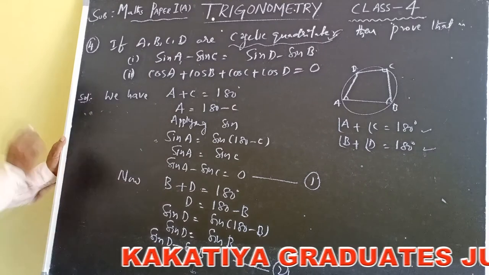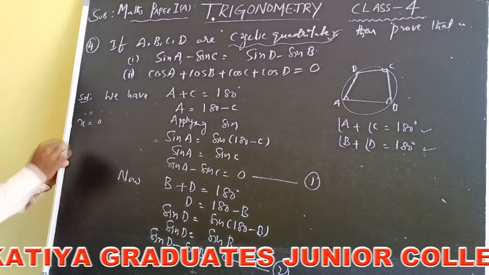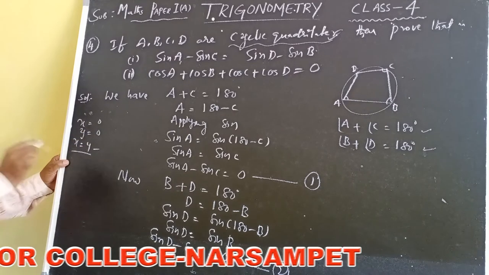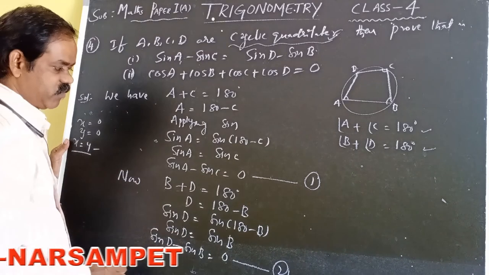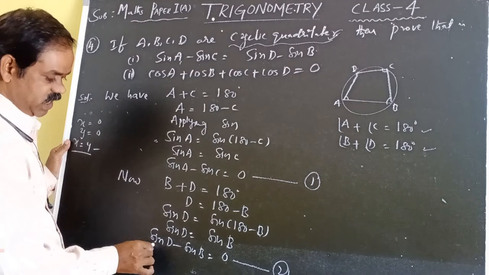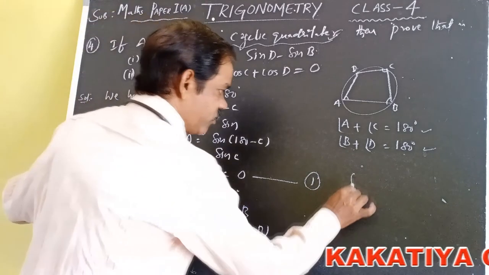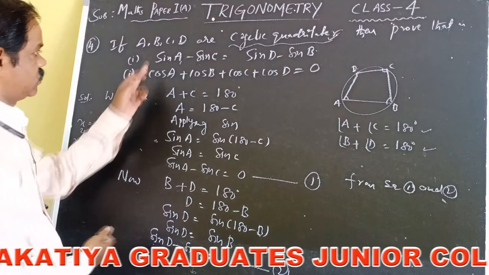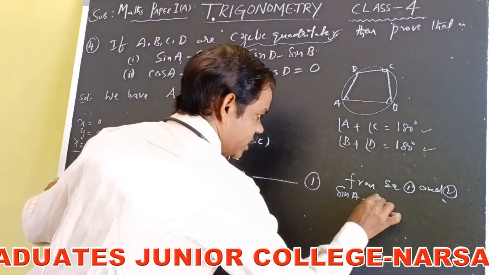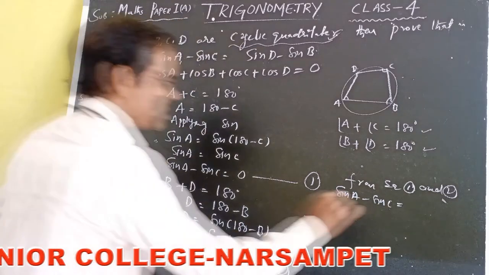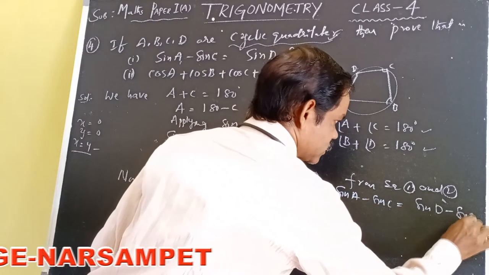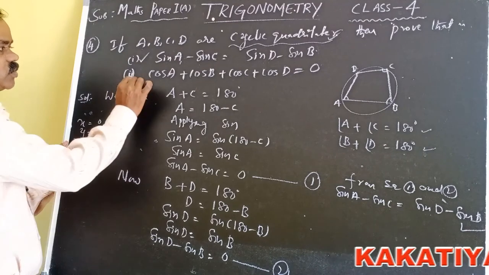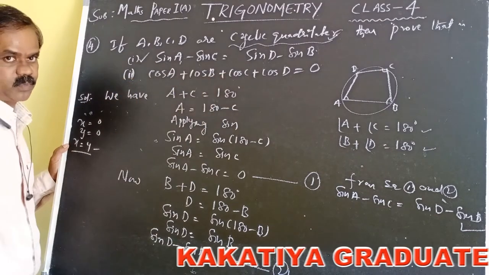See students, for example, if I take the x value 0 and the y value also 0, that means both are equal, so x is equal to y. This is right. You can apply the same concept here. From equation number 1, sin A minus sin C value is 0. Sin D minus sin B value is also 0. That means from equations 1 and 2, both are equal. So sin A minus sin C is equal to sin D minus sin B. So both are equal. That is the first one. Dear students, you can solve the second problem by using the same concept.